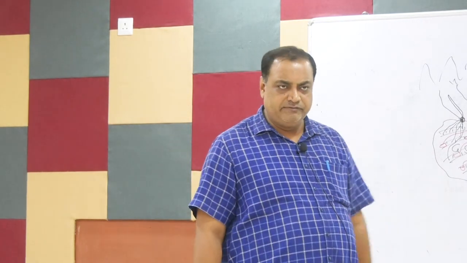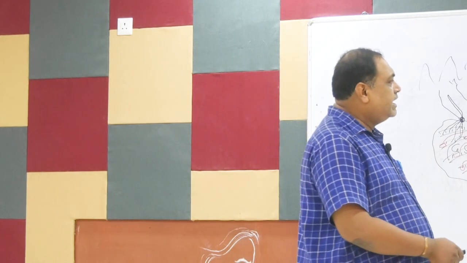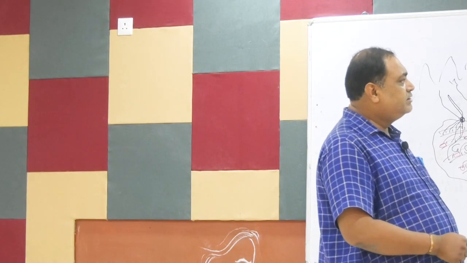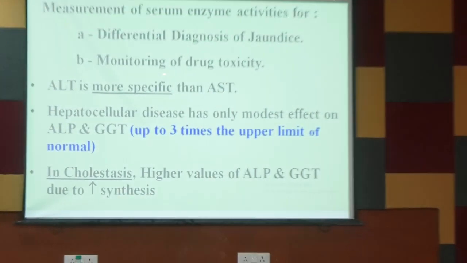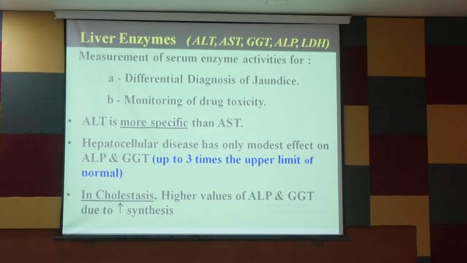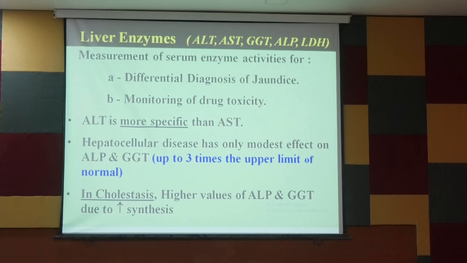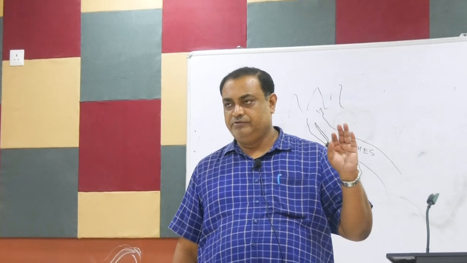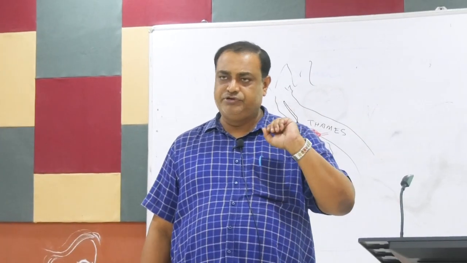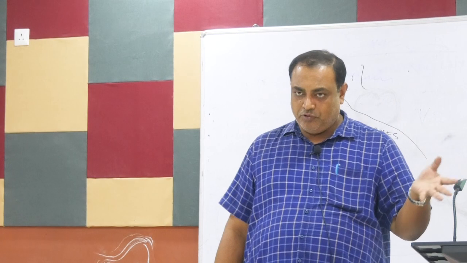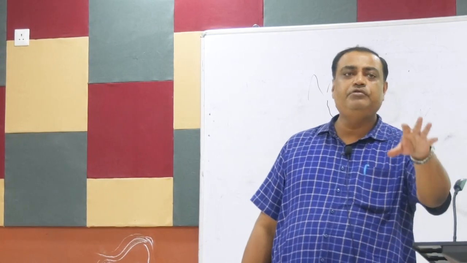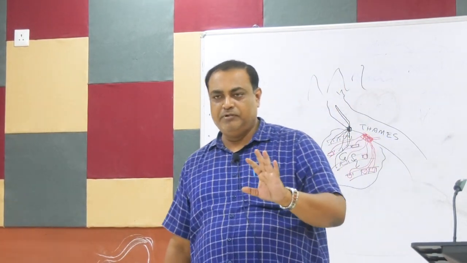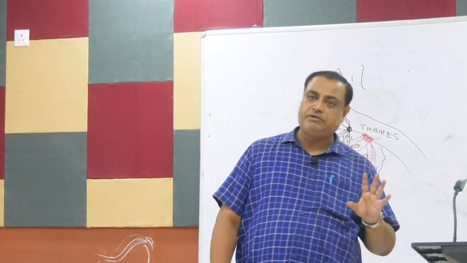These are the three reasons. Fine. So these enzymes we will use for A, differential diagnosis of jaundice, and B, monitoring of drug toxicity. The patient is undertaking some medicine. You should know whether it is working or not. How do you know? So for prognostic purposes, we have two uses, diagnostic and prognostic. These enzymes are more prevalent for prognostic purposes, so better used for prognostic purposes.